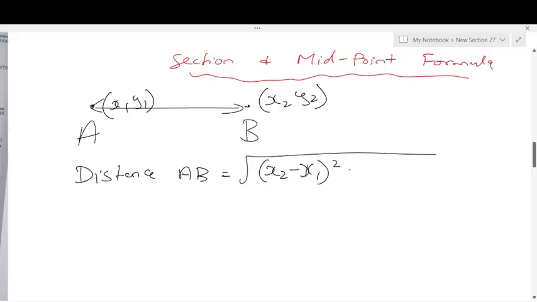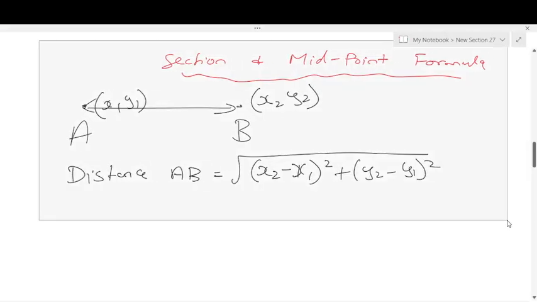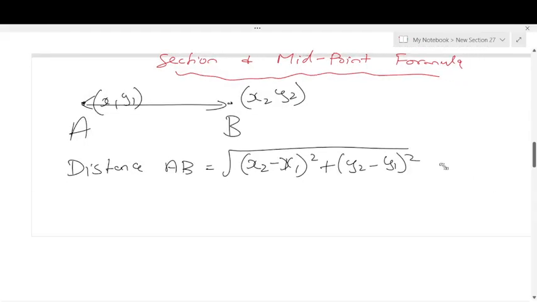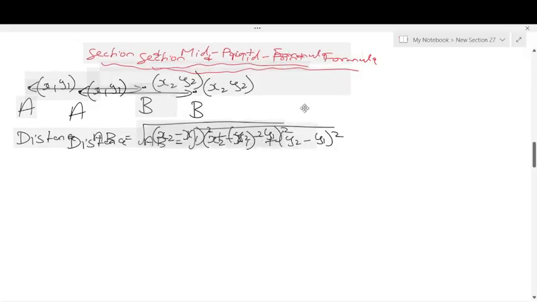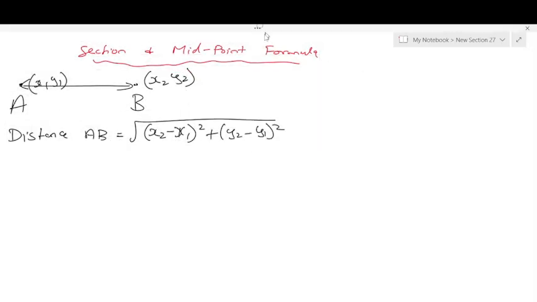x2 minus x1 the whole square plus y2 minus y1 the whole square. This is the distance formula. So this Saturday I'll give you, how many chapters did I give last time? 8 chapters? 9 chapters. So you'll have 9 chapters for the test. Distance is the square root of x2 minus x1 the whole square plus y2 minus y1 the whole square, when 2 points are given.